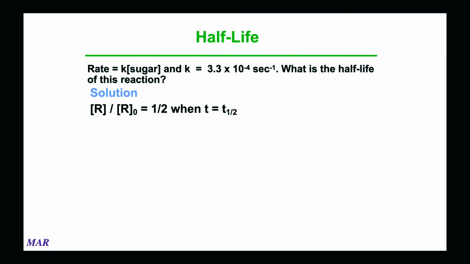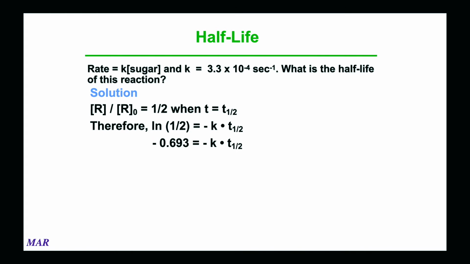If you're at a half-life, then R over R0, the amount you have left divided by the amount you started with, is going to equal 1/2. So if you started with 1 mole, you'd be at half a mole, and half divided by 1 is 1/2. But you could do it for any number. You started at 0.2 moles and you have 0.1 mole left, that would be a half-life, that would be 1/2. So regardless of where you are, R over R0 will equal 1/2 when the time equals half-life. T1/2 is the symbol for half-life.